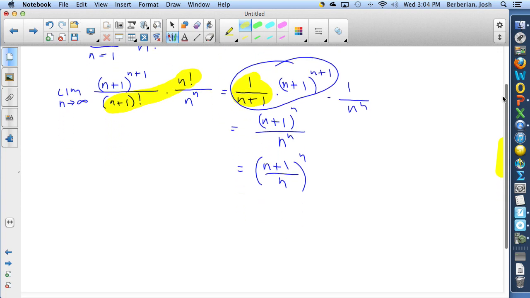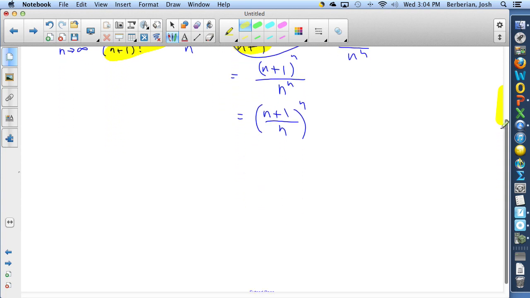Hold on. I have a follow-up question. It has nothing to do with the problem. What is this equal to? I'm going to rewrite it just a little bit. I'm going to write n over n as 1, and 1 over n. What we're doing is looking at the limit as n approaches infinity.